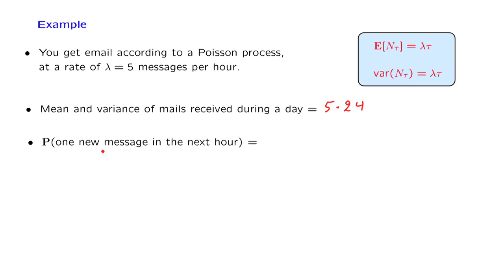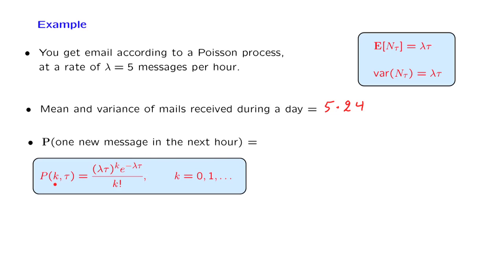This has to do with the PMF of the number of arrivals during the next hour, and that PMF is given by the Poisson probabilities. We are asking for the probability of one new message, so that k is equal to 1, in the next hour, so that tau is equal to 1. So we're looking for this expression here, and using also that lambda is equal to 5, we enter those numbers in this formula, and what we obtain is 5 times e to the minus 5.